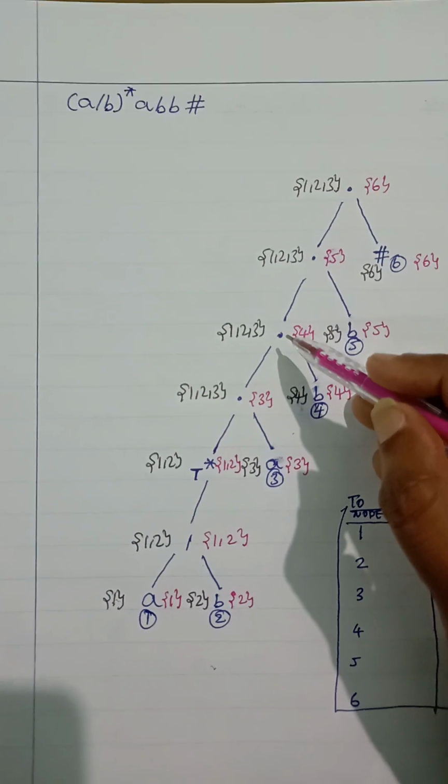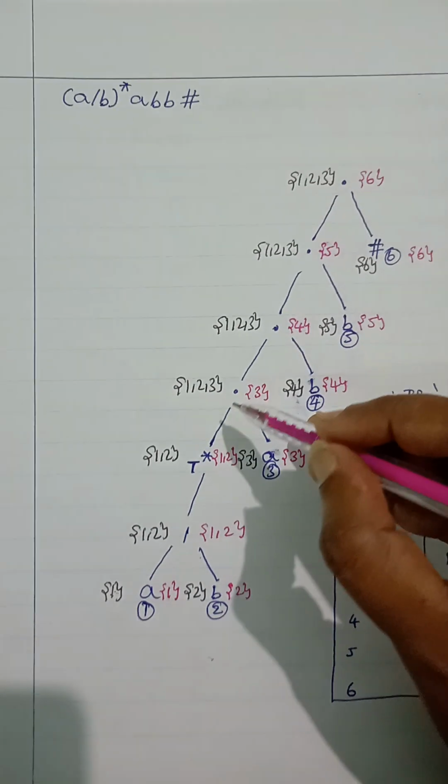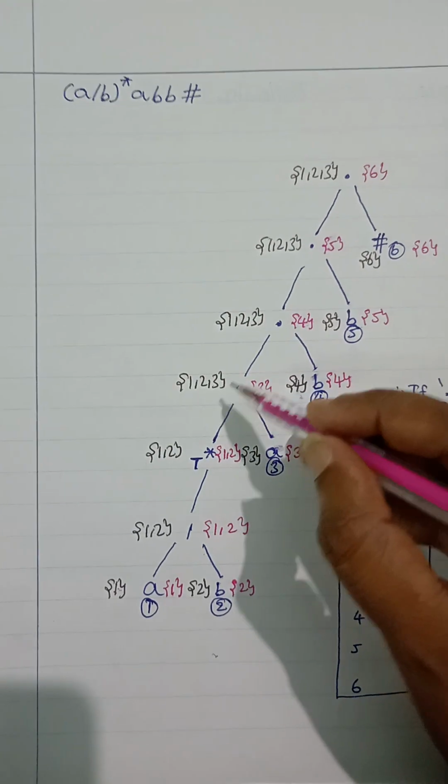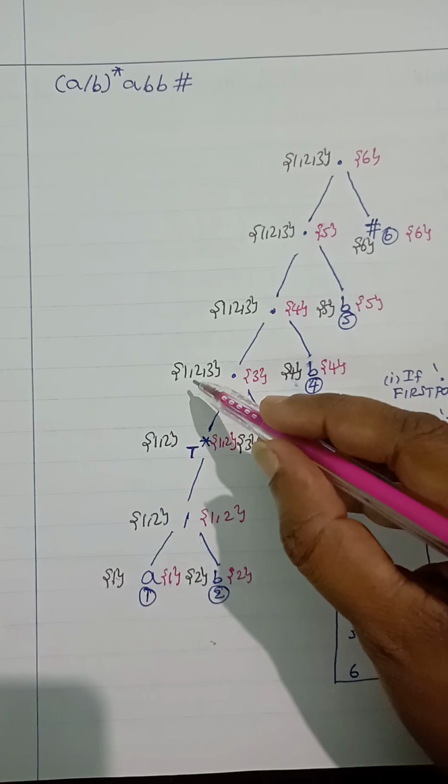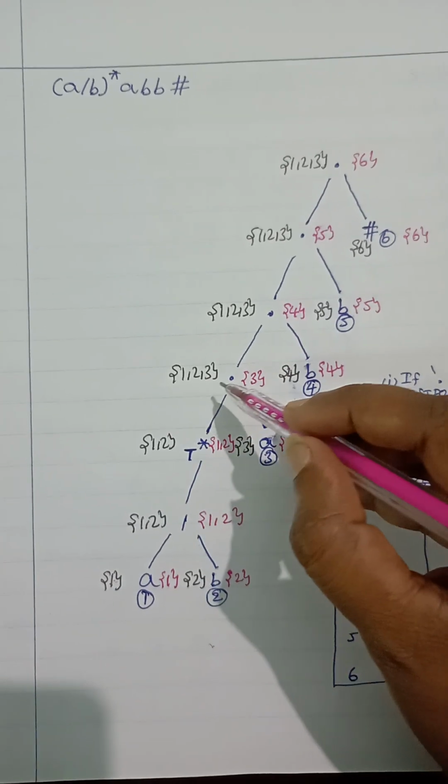Now the next is a dot node. For the dot node, first we have to check whether the nullable of C1 is true. Here the nullable of C1 is false. If nullable of C1 is false, we just have to write only the first position of C1.